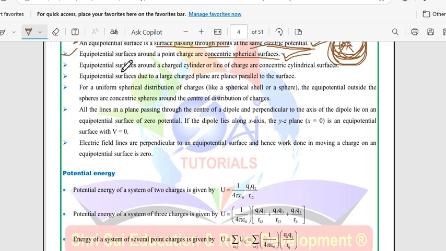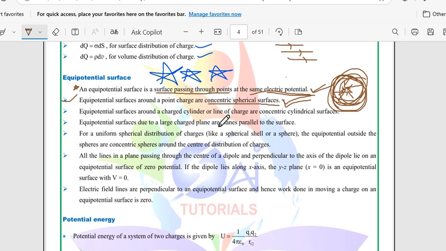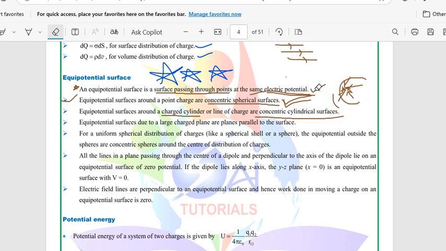Now, equipotential surfaces around a charged cylinder or a line of charge are concentric cylindrical surfaces. The name itself says it. Suppose equipotential surfaces around a charged cylinder, if you consider the charged cylinder.